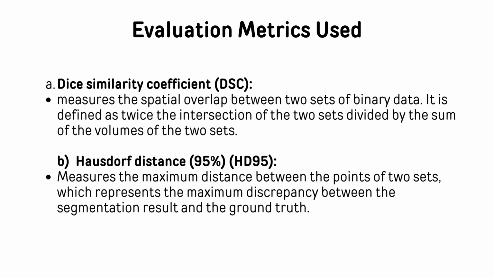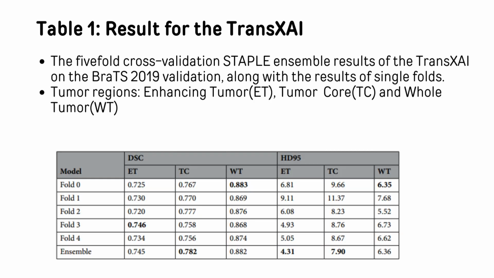We shall look at some of the samples of the results that we have got. There is also Hausdorff distance, which deals with the maximum distance between the two sets of data. And of course, here also we are trying to talk about the ground truth and the segmented results, which have been produced by the TransX AI.